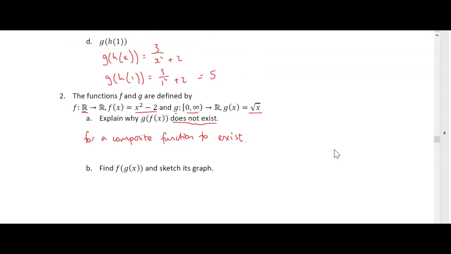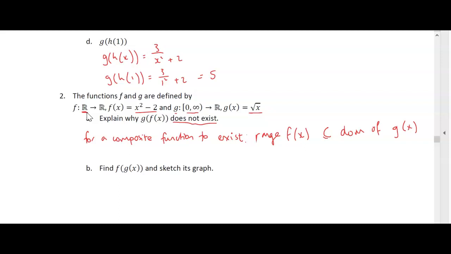Okay, so the range of f of x has to be a subset of the domain of g of x. All right, so the range of f of x. So f of x is x squared minus 2. We just need to also think about the domain. Now, if there's any restriction on the domain, which there isn't, it's any real value.